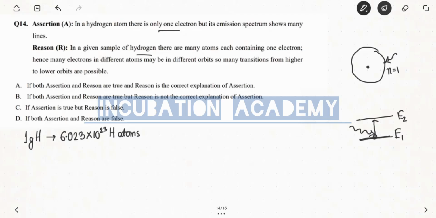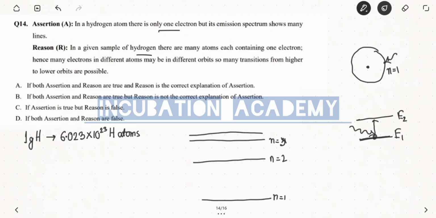Then what will happen? Obviously, according to Bohr's law, this level is n equal to 1, this level is n equal to 2, this level is n equal to 3, this level is n equal to 4, and n equal to 5, and so on. And after that, obviously a continuum is formed. The energy levels are so close to each other that you cannot distinguish them. It is a band rather than an energy level.